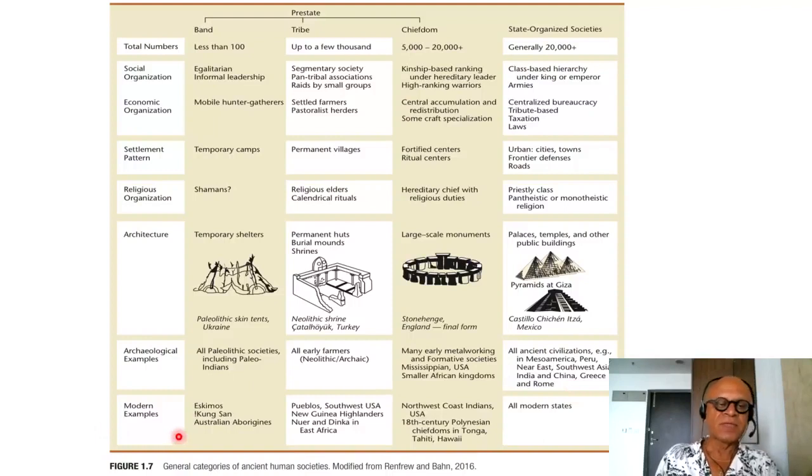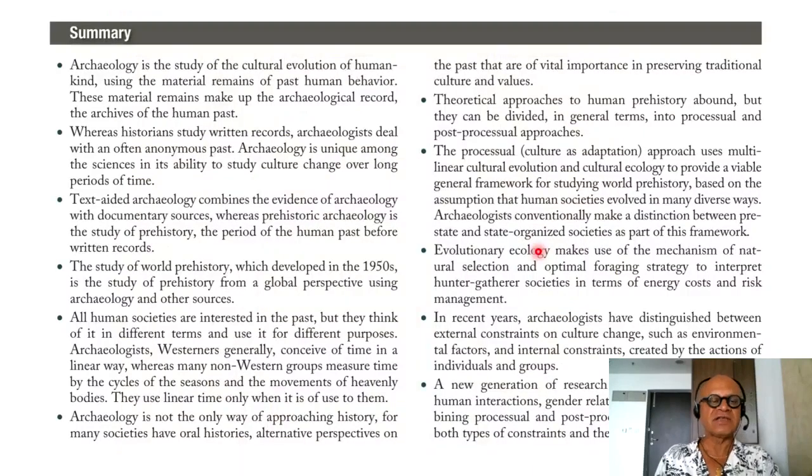and Rome. In modern examples, we have bands like Eskimos and the Kung San, Australian Aborigines. We have Pueblos in the Southwest USA, New Guinea Highlanders, Nuer and Dinka in East Africa. Under chiefdoms, we have Northwest Coast Indians in the USA, 18th century Polynesian chiefdoms in Tonga, Tahiti, Hawaii, and of course all modern states belong in the state-organized societies.